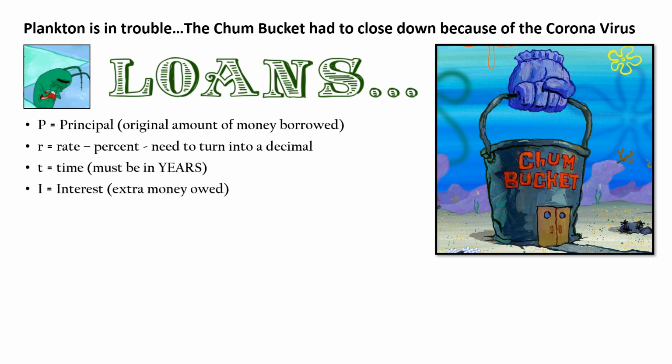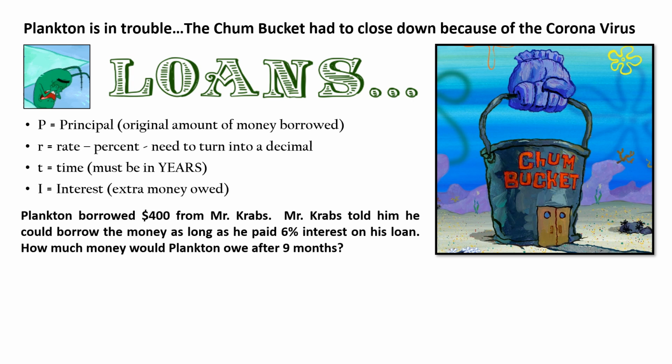But this time the interest, or what we're solving for, is going to be the money that we owe on top of the money that we borrowed. So poor Plankton here, he borrowed $400 from Mr. Krabs. Mr. Krabs told him he could borrow the money as long as he paid 6% interest on his loan. So what I'm asking you is, if he borrows that $400, how much money would Plankton owe after 9 months?